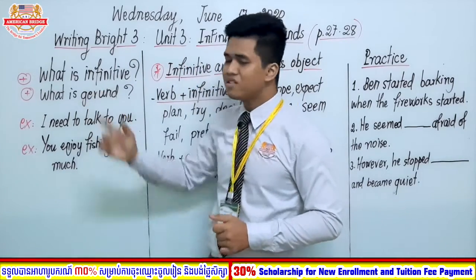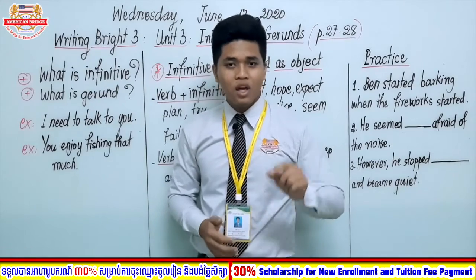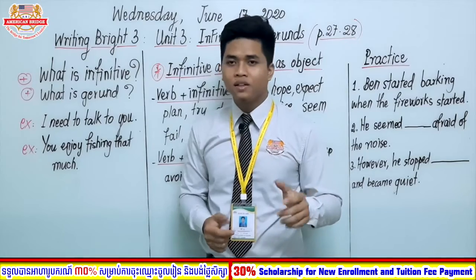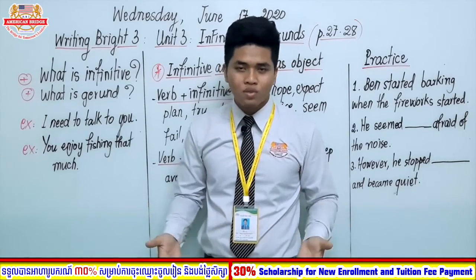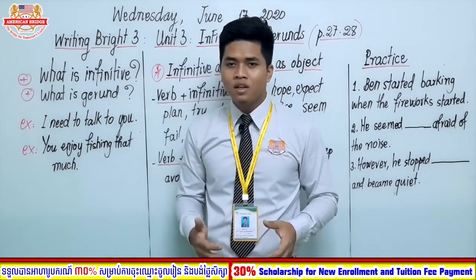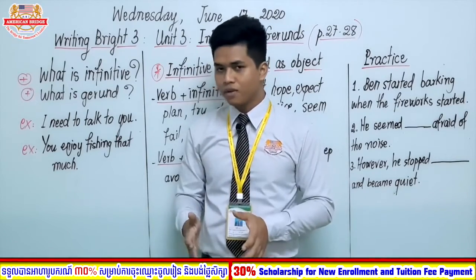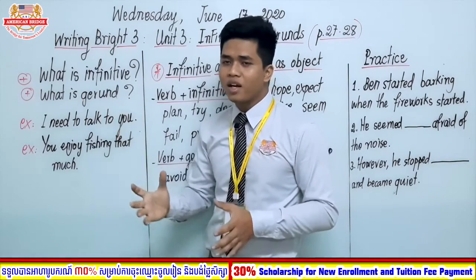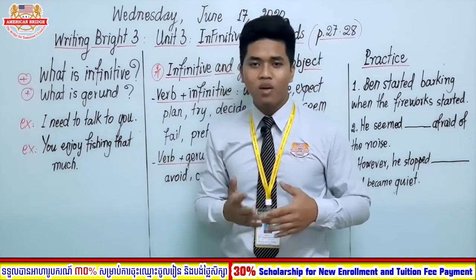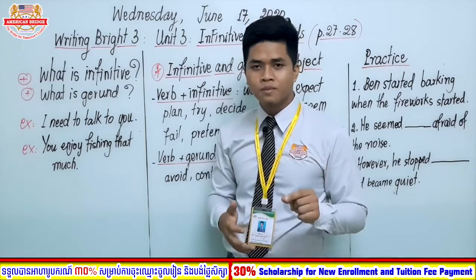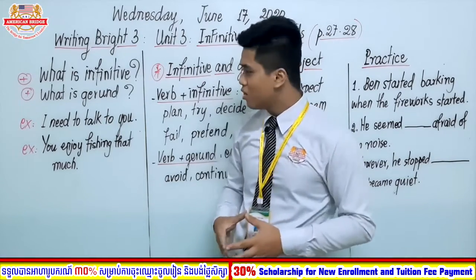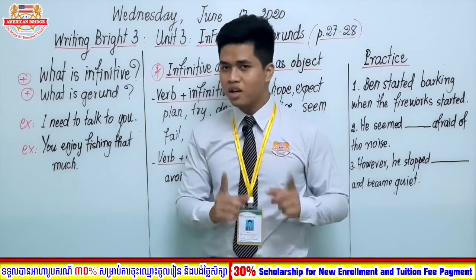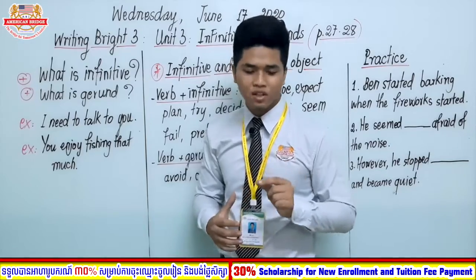So what is infinitive? Infinitive refers to the verb that comes with the word to. So when you talk about infinitive, it is to infinitive. What is gerund? So gerund is a verb that comes after the main verb, and to that verb we need to add ing. Okay? So let's look at the examples here to clearly see what is gerund and what is infinitive.